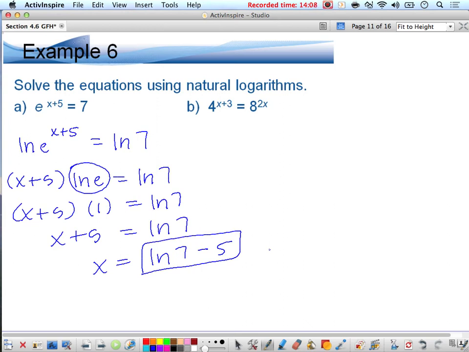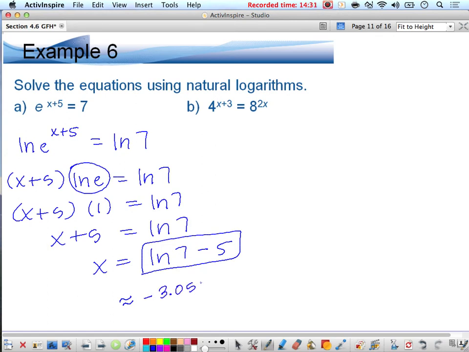Y'all okay with that? All right. Now, type that into your calculator and give it to me to 4 decimal places. Natural log of 7, close your parentheses, minus 5. Natural log of 7 minus 5. What'd you guys get?